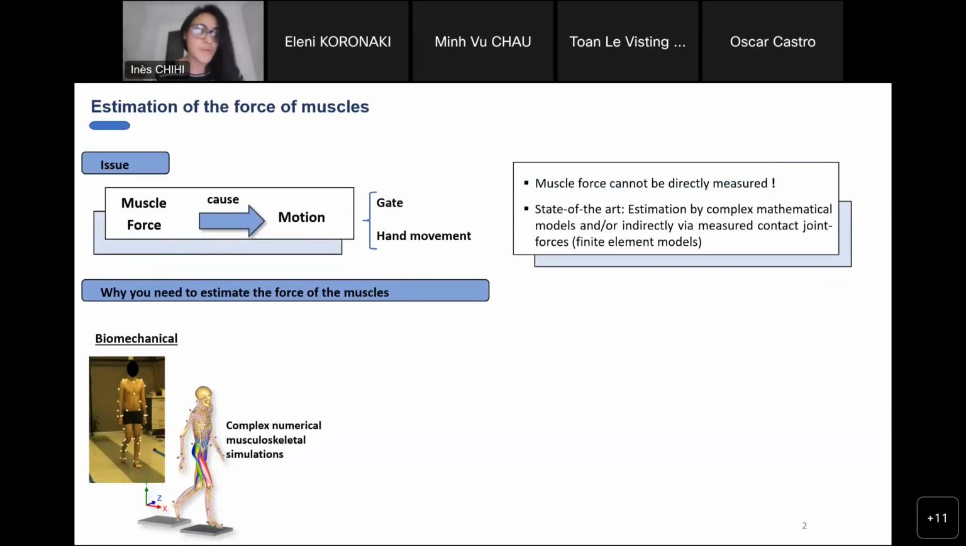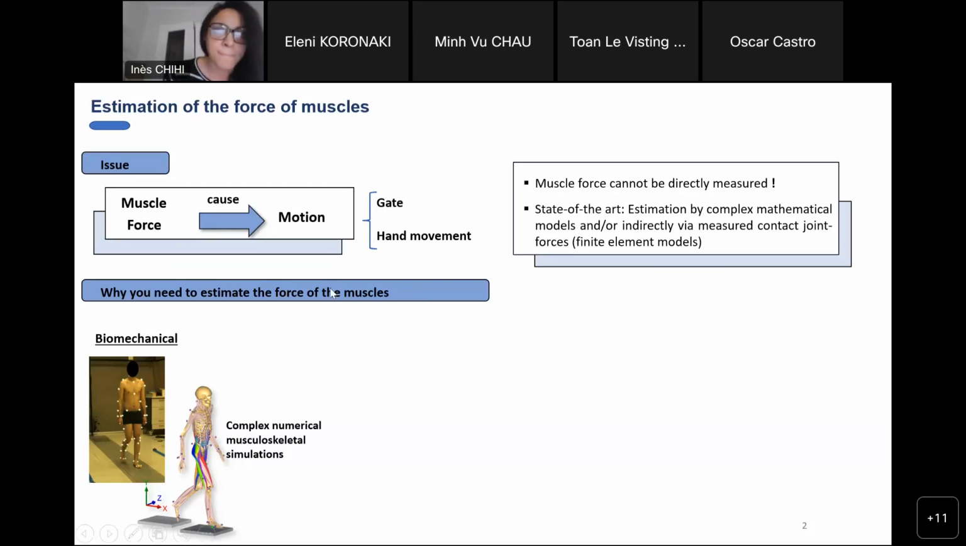So here we can't cut the muscle and put a sensor. We can't measure the force directly in the muscle. So the solution here could be based on artificial intelligence methods or data-driven methods.